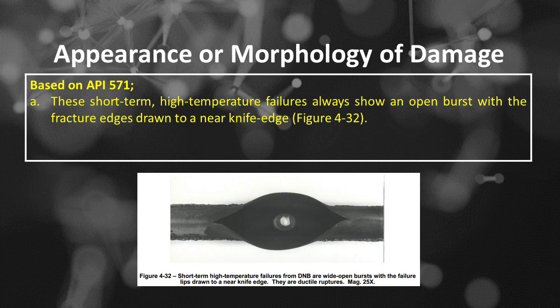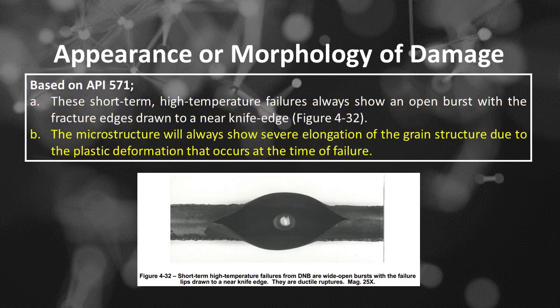Appearance or morphology of steam blanketing damage mechanisms based on API 571. The first is these short-term, high-temperature failures always show an open burst with the fracture edges drawn to a near knife edge, see Figure 4.32. This Figure 4.32 showing short-term high-temperature failures from DNB are wide-open bursts with the failure lips drawn to a near knife edge. They are ductile ruptures. Mag. 25X. The second is the microstructure will always show severe elongation of the grain structure due to the plastic deformation that occurs at the time of failure.